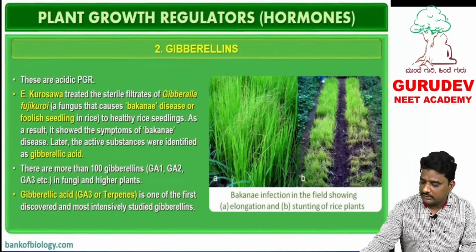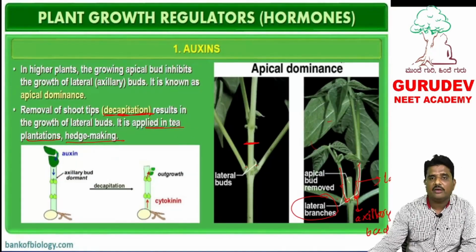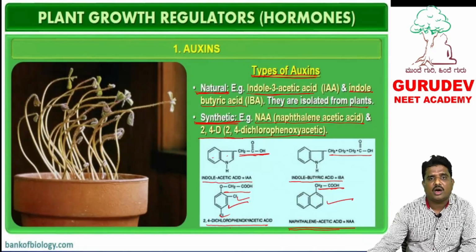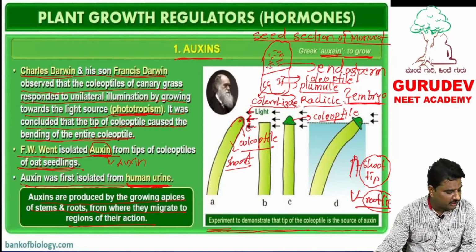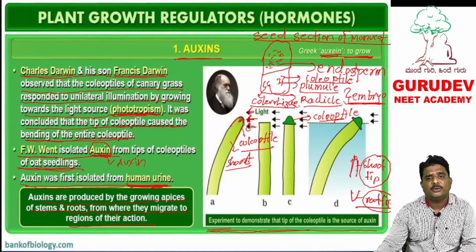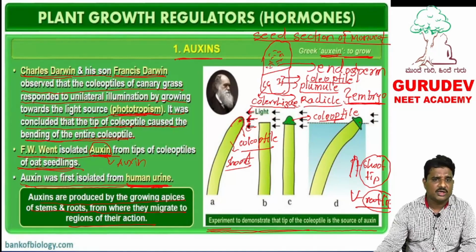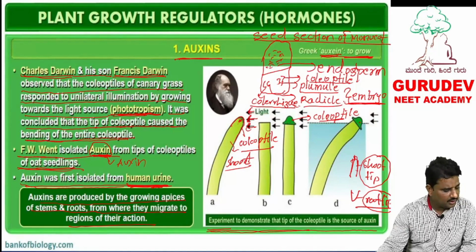This is the first hormone we have studied. What is the name of the hormone? It is called auxin. Let me revise the auxin hormone. Auxin was discovered by the scientist Charles Darwin and his son Francis Darwin. In oat seedlings, they illuminated the coleoptile towards the source of light, and bending of the coleoptile happened. From that bending, F.W. Went isolated the auxin hormone. It was also isolated from human urine; first it was isolated from human urine.